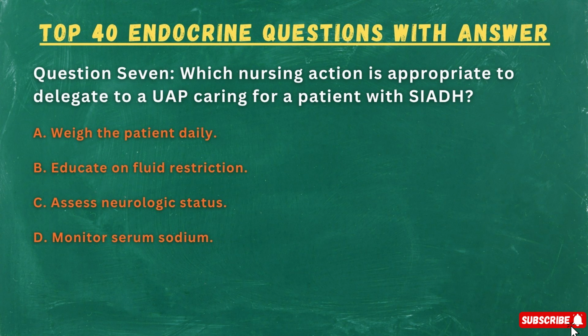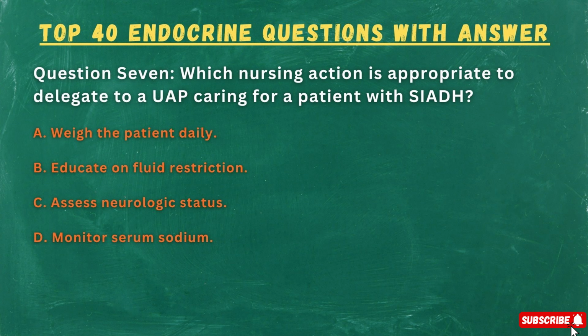Question 26. What is the primary action of insulin? A. Stimulate fat breakdown. B. Promote glycogenolysis. C. Facilitate glucose uptake into cells. D. Inhibit protein synthesis. Answer: C. Facilitate glucose uptake into cells.